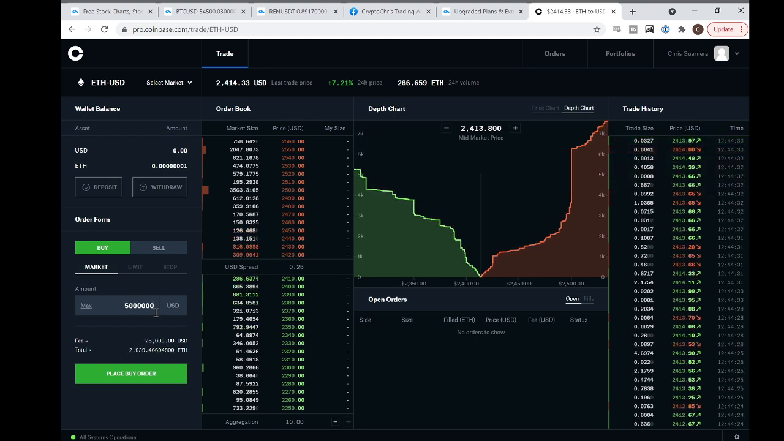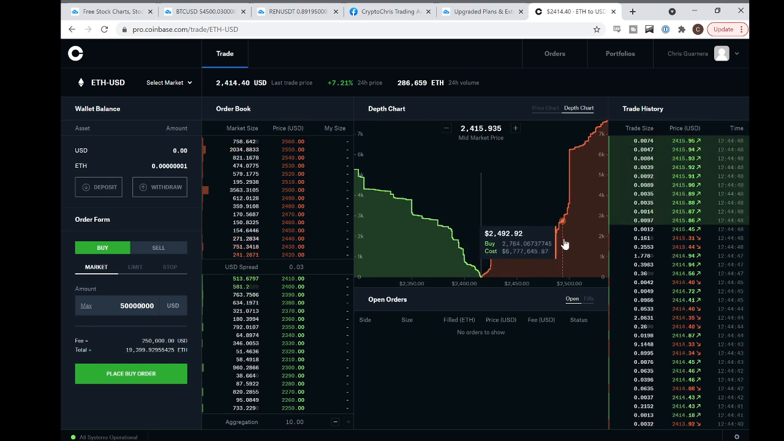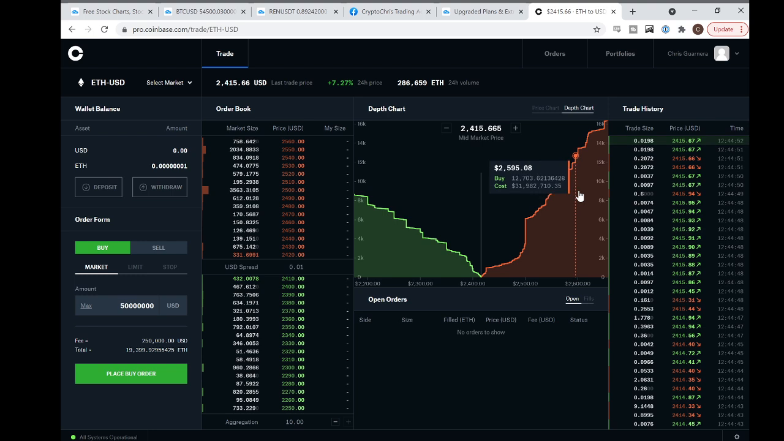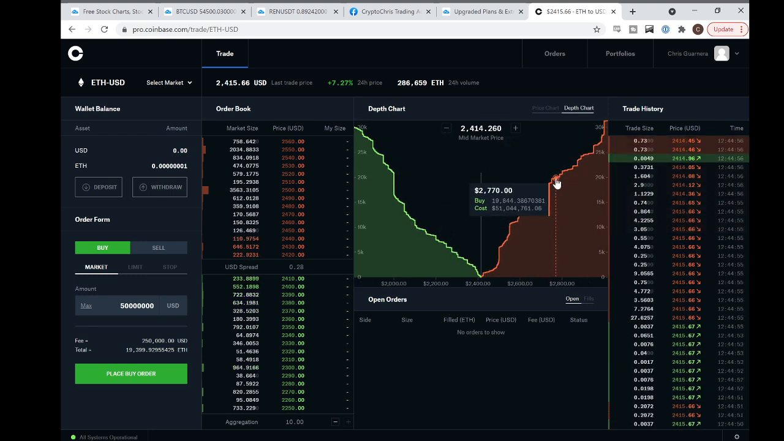But let's say you're a whale and you have some serious cash. Let's say you go out there and you want to purchase $5 million or $50 million worth of Ethereum. That's 19,000 Ethereum. Can it do it? Yes, it can. Okay. Then go out here and it's gonna skim until it gets to the $50 million worth of Ethereum. There you go.